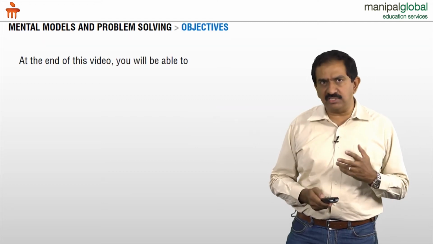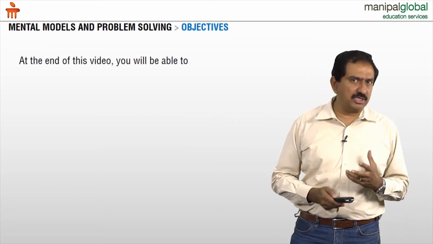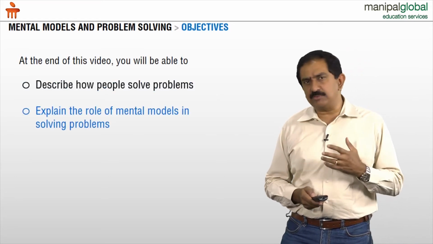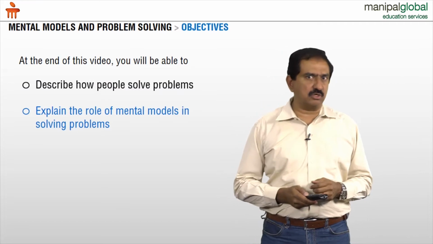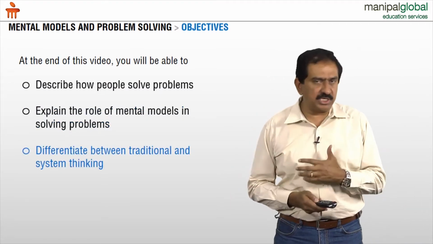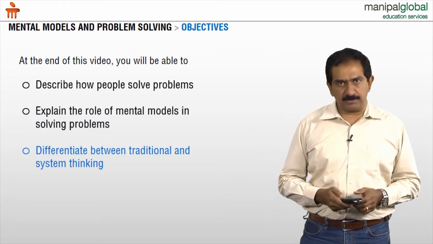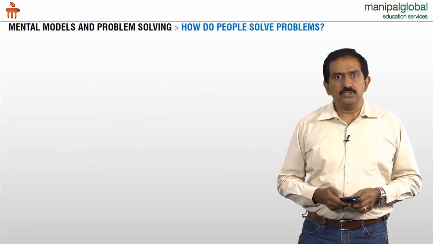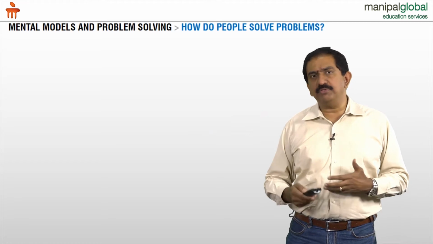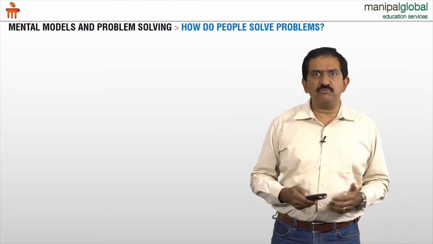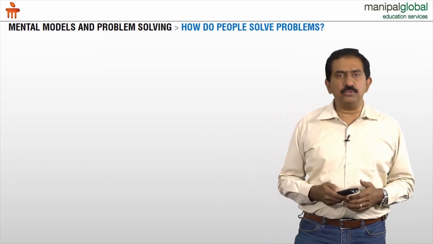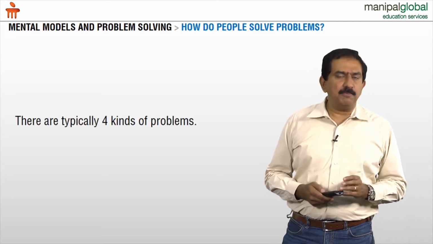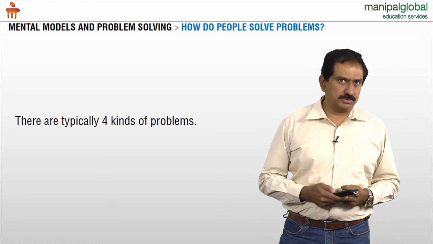So my objective in this video is to try and help you understand and describe how people solve problems, to try and explain the role of mental models in solving problems, and the difference between traditional and systems thinking. So let's look at how people solve problems, what are the kinds of problems, and how would you apply yourself to these problems. There are typically four kinds of problems.